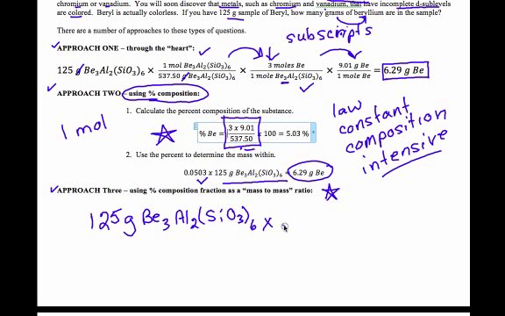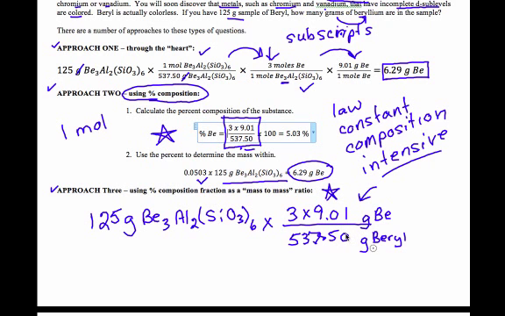Now, I want to get rid of grams of the beryl. I'm not going to write that again. You see that. And I want grams of beryllium. Well, that ratio tells me I have 3 times 9.01 grams. So that's the mass that beryllium contributes for the whole 537.50 grams of the beryl. Okay, so it's a mass to mass ratio.